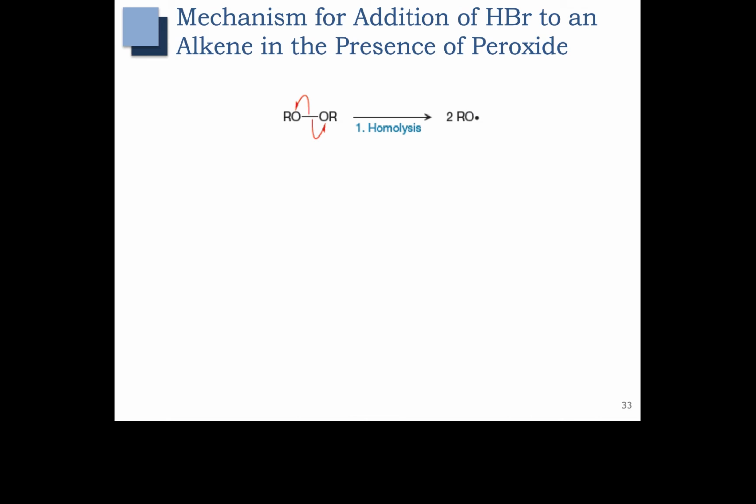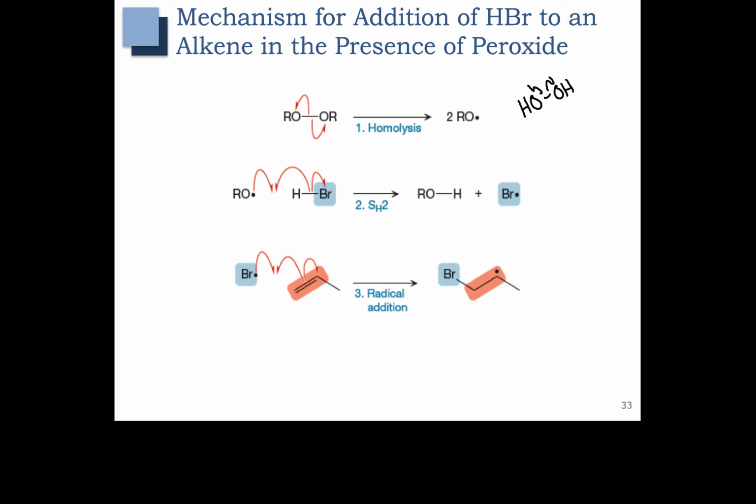Here's a little bit more detail on the mechanism. Our peroxide source, which we talked about, can be something like hydrogen peroxide, undergoes homolytic cleavage or homolysis to form 2 radical species. Then one of the new radical species reacts with HBr in an SH2 reaction to form bromine radical. Next, we have radical addition to an alkene, which gives us the most stable radical.